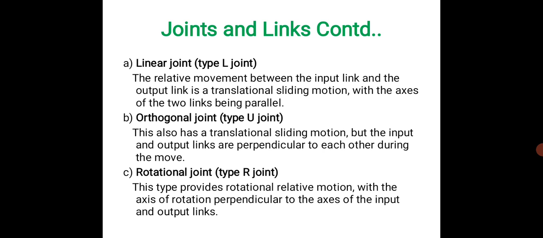This will have a sliding motion, but the input and output links will be perpendicular to each other when they are moving. And similarly, the third one is a type R joint, which is a rotational joint. So this also has a rotational relative motion, where the axis of rotation will be perpendicular to the axis of the input and output links.